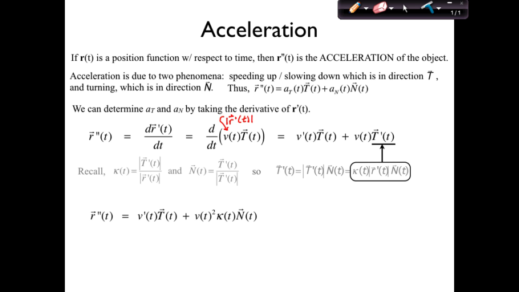So we get what? The derivative of the speed times the unit tangent. That's acceleration due to slowing down and speeding up. And then we have this, again, combining these equations, not to get into all the algebra, but when you plug this in for T prime, then you get this. Kappa times, these are the same, right? This is v of t. So you're going to get v of t squared times kappa times N.